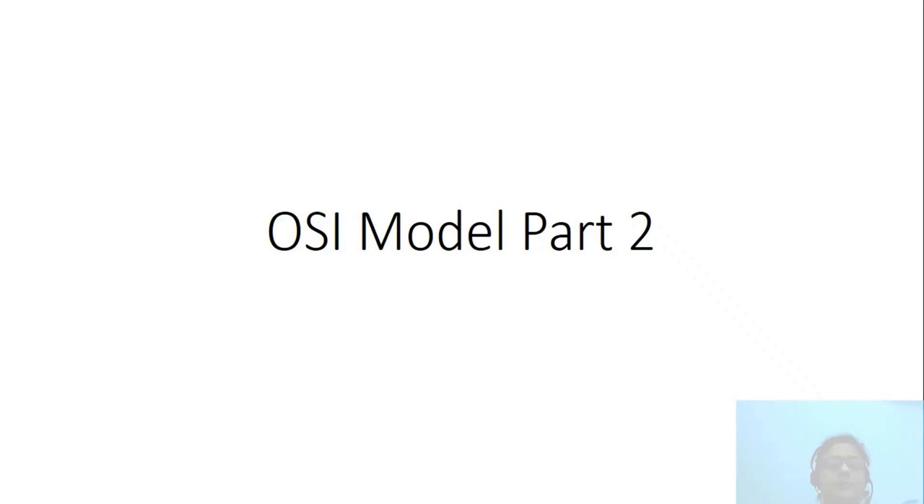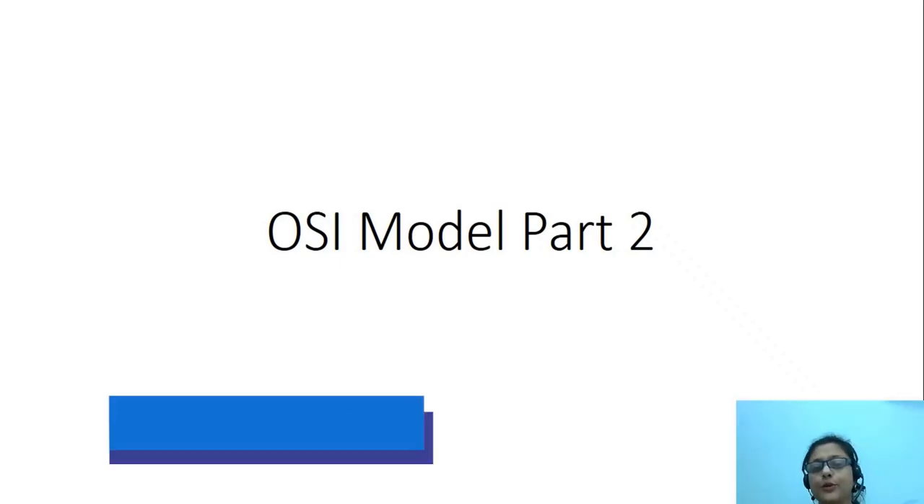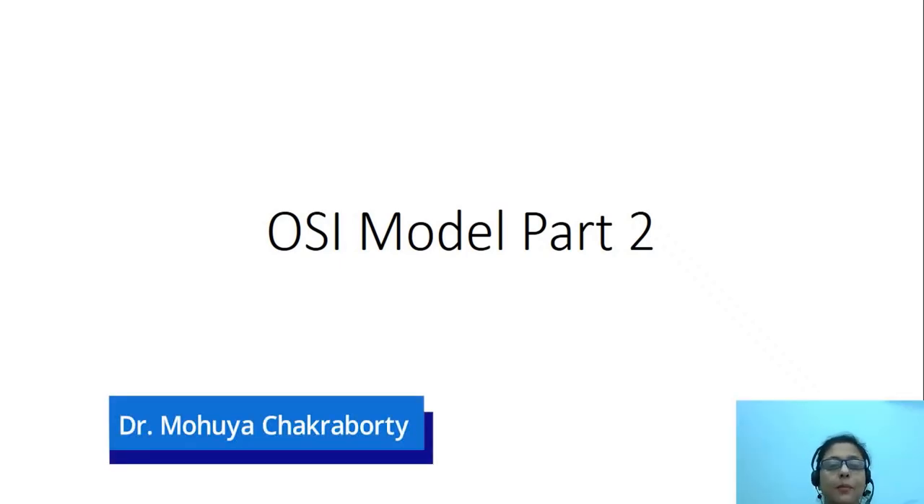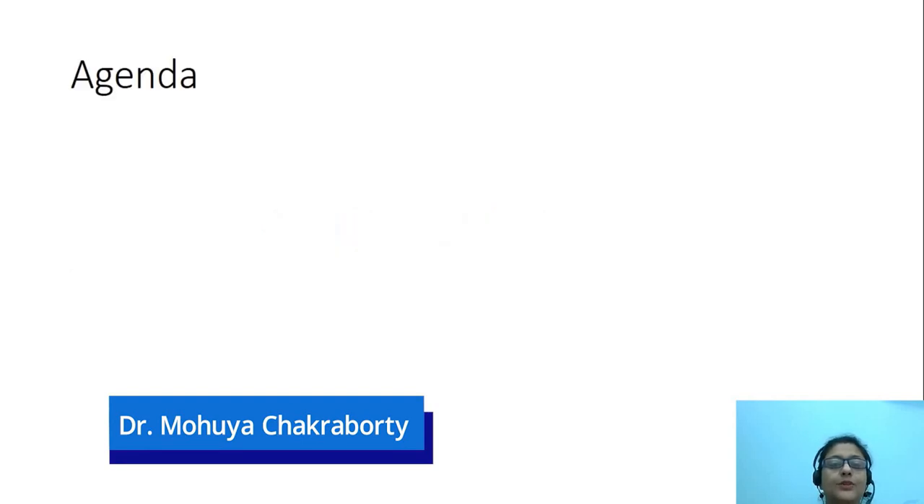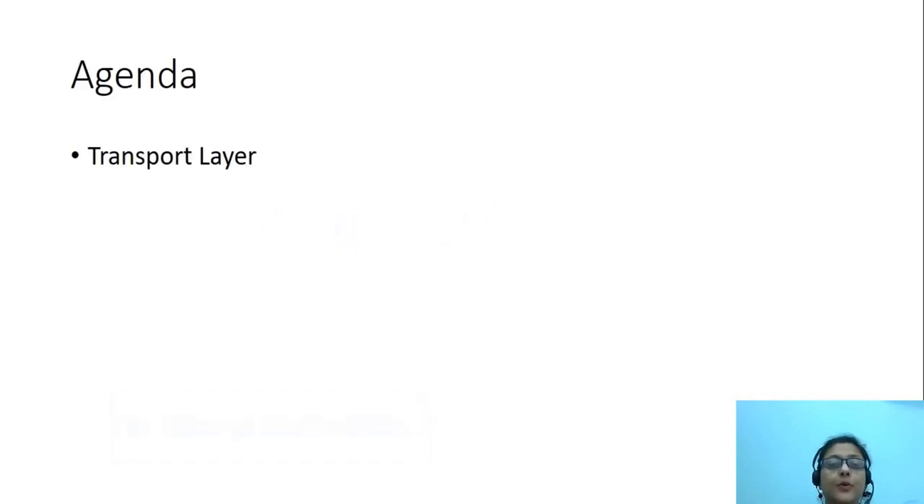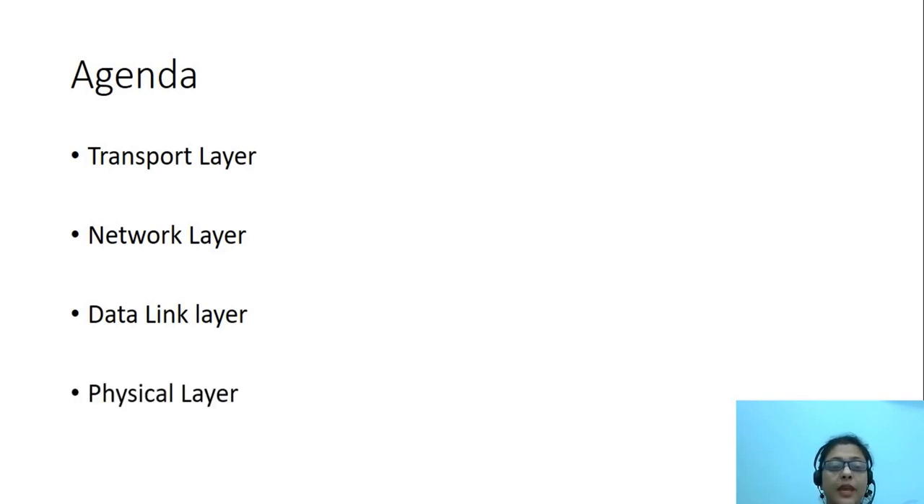Hello, welcome back. In this video, we are going to learn about OSI Model Part II. So let's look at the agenda. We would be starting with transport layer, then network layer. After that, we would be learning about data link layer. We would be ending the video with understanding of the physical layer.